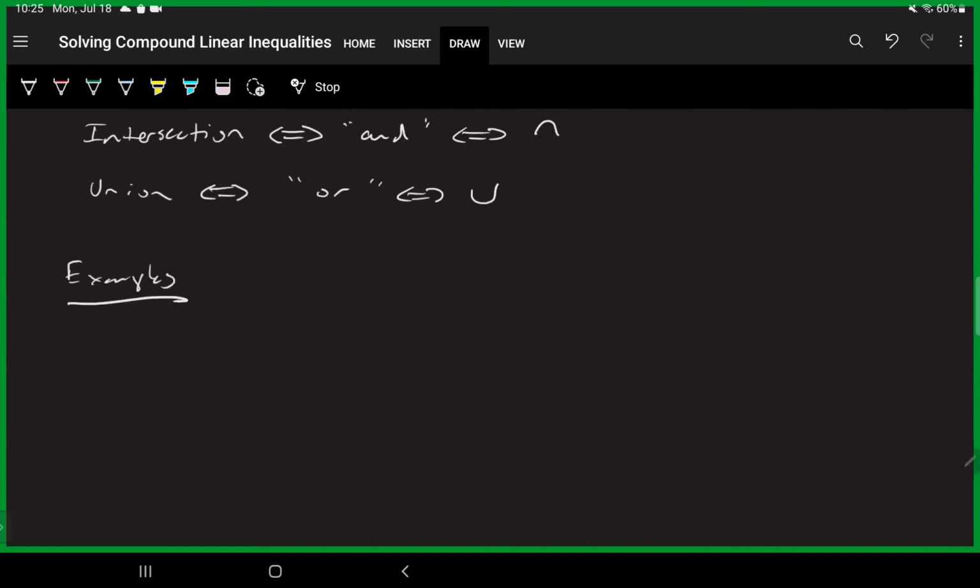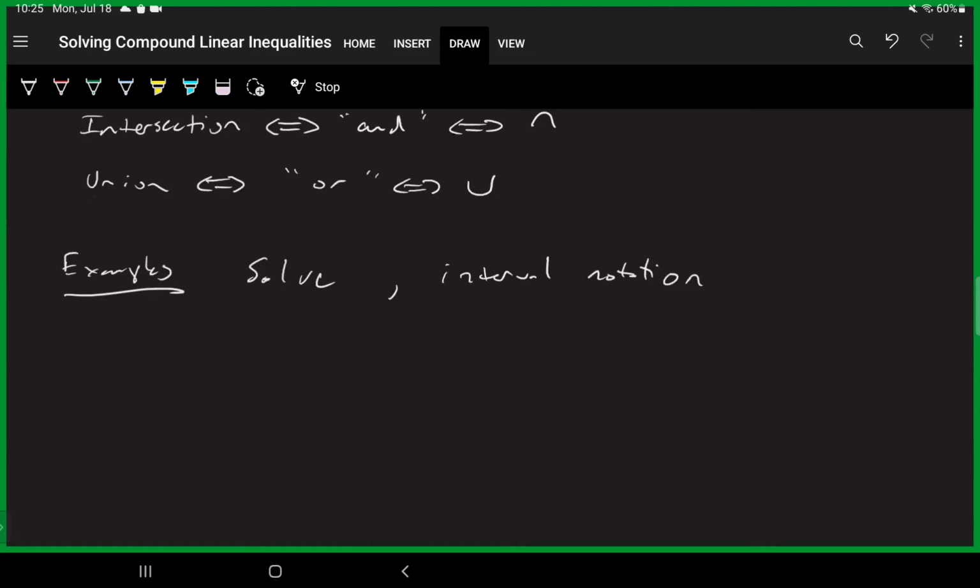So we want to solve, and we want interval notation for our final answers. And we're going to be seeing some graphs and whatnot too, just because it ends up being easier to get a grasp of what things should look like. So even if you're not asked to provide a graph, you might actually want to use graphs just because they make things nicer. So let's look at example 1.